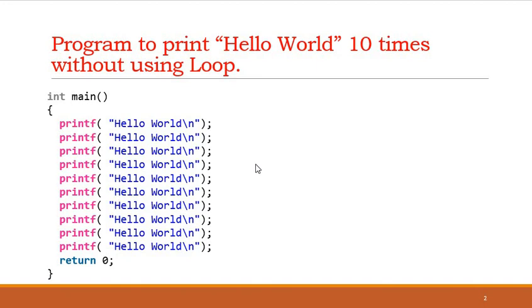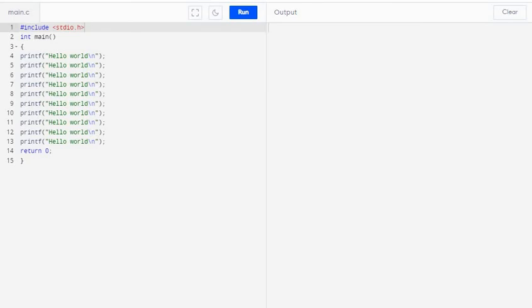So first of all, let me run this program. Here on this C editor, we have this program where we have used the printf function 10 times, and with the help of these printf functions, we are going to print hello world 10 times. Let me run this program and then we will see the output. Yes, of course, hello world has been printed 10 times, but we have to use the printf function 10 times.